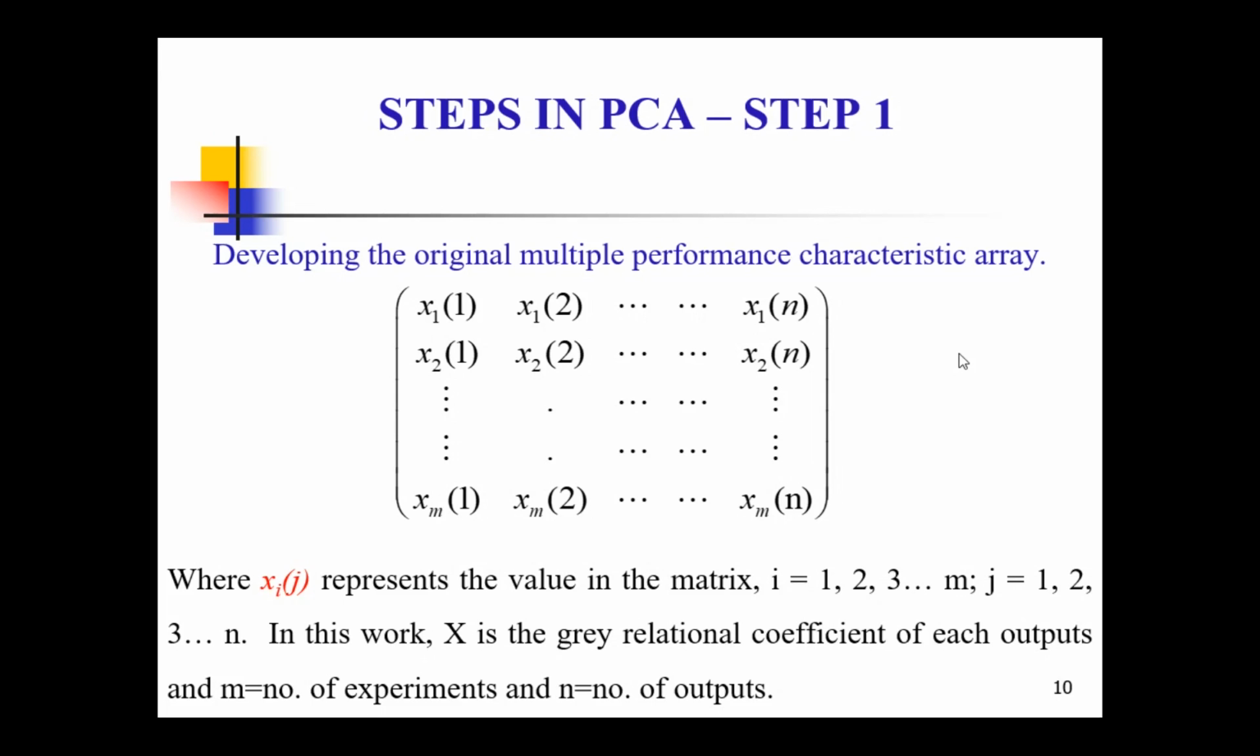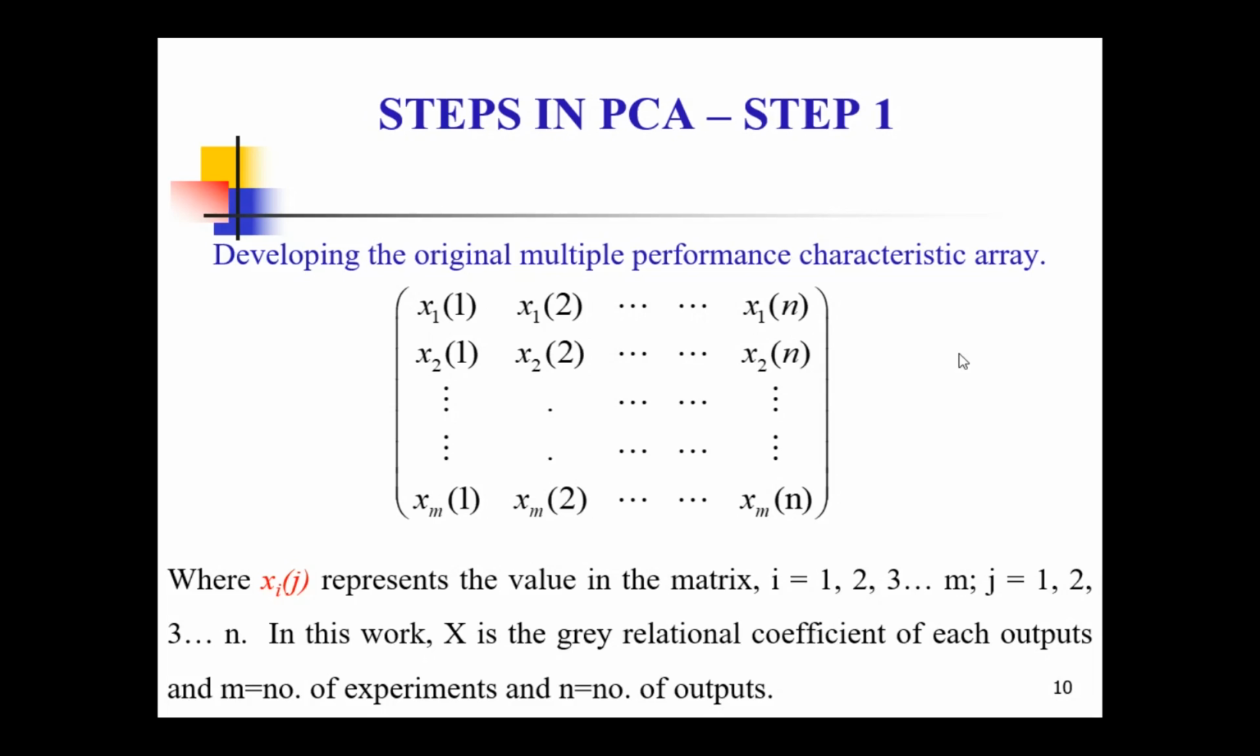So in our study, we are going to determine the principal components and then include that in the Gray relational analysis. So this x1 of 1 may be the Gray relation coefficient of the first response and x1 of 2 may be the Gray relation coefficient of response 2, and similarly like that, where m is the number of experiments. As told, if I am going to have 9 experiments, then m is equal to 9.